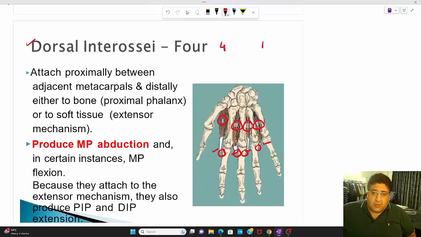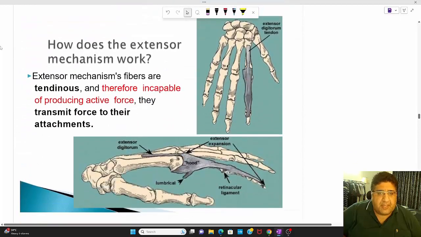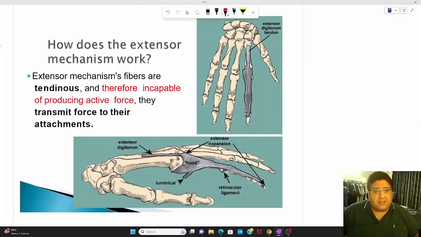What do they do? Very simple. They do DAB. Dorsal interossei lead to what? Abduction of the fingers, abduction at the MP joint, and of course MP flexion with extension at PIP and DIP. Are we able to understand this? Yes or no? Now, the next thing we need to understand is how does the extensor mechanism work? So please try to understand how an entire extensor mechanism works.